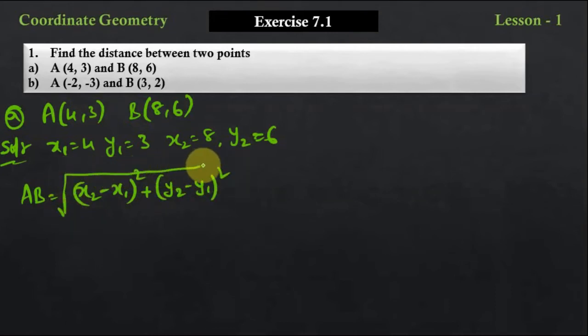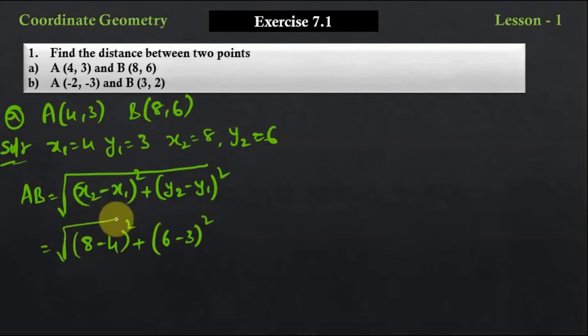Everything comes under root. So now we'll substitute these values here. x2 here, how much is that? 8 minus x1, which is 4, whole square, plus y2, which is 6, minus y1, which is 3, whole square, under root. So now 8 minus 4 is 4 square plus 6 minus 3 is 3 square, under root.